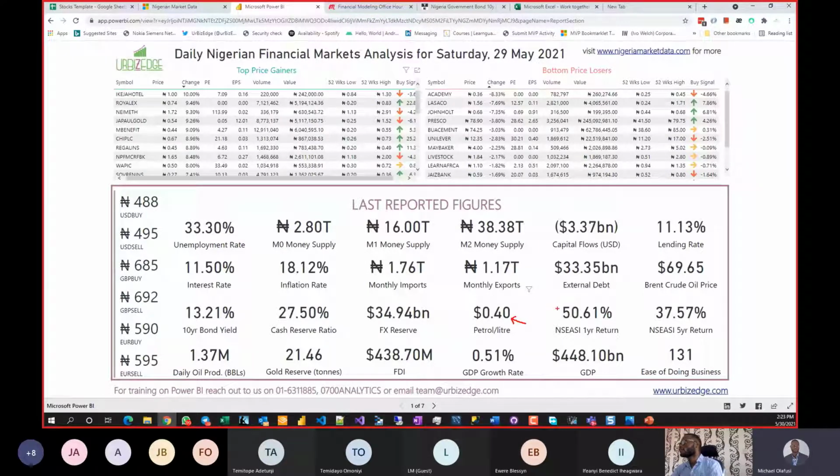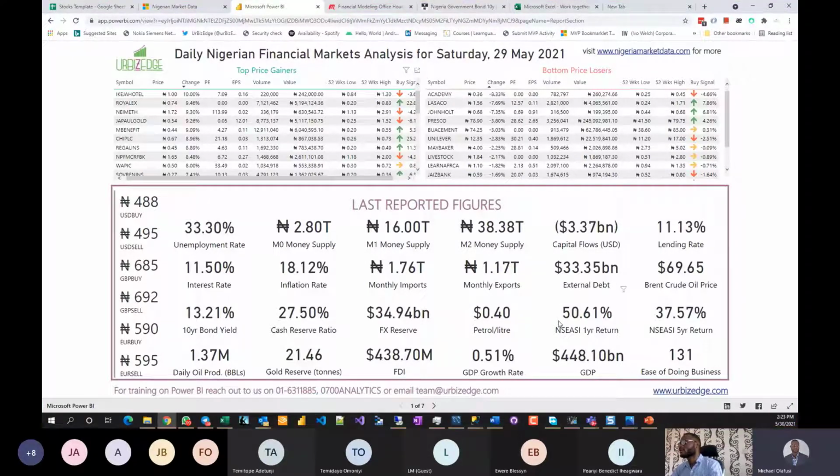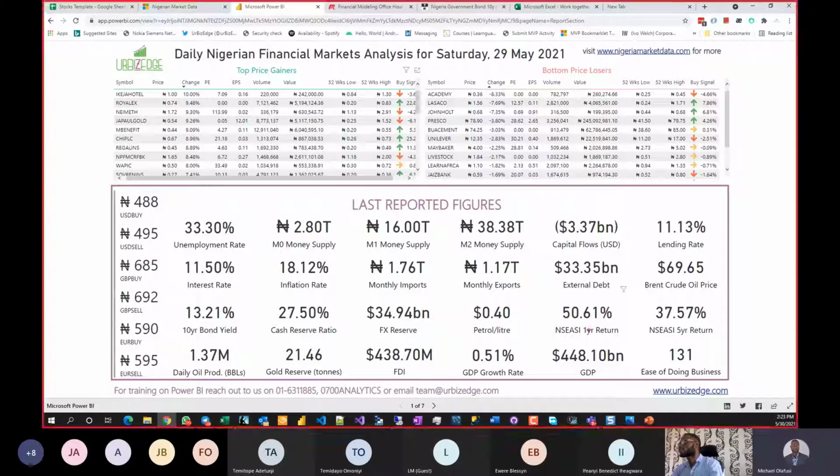Then the NSE return rates, what has it been? The NSE return rate over the last 1 year and the last 5 years. Actually it's gone up in the last 1 year, but that's because it went down really badly last year. So you'll notice that over 5 years, it's not as high as what happened between last year and this year.